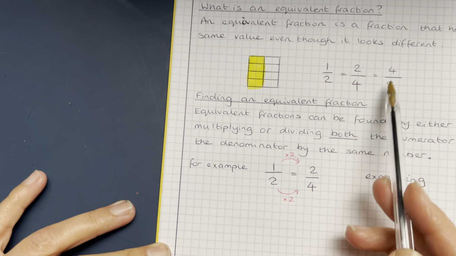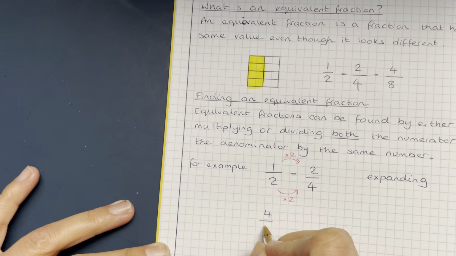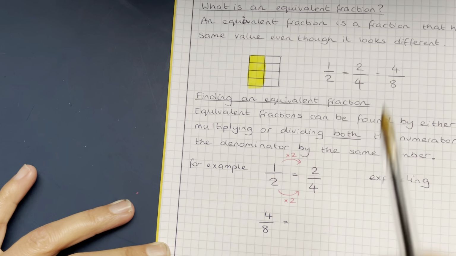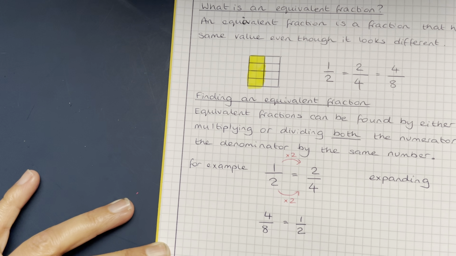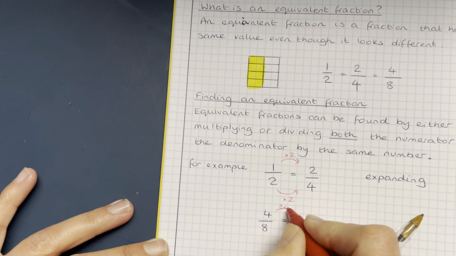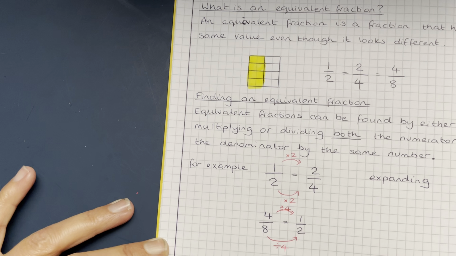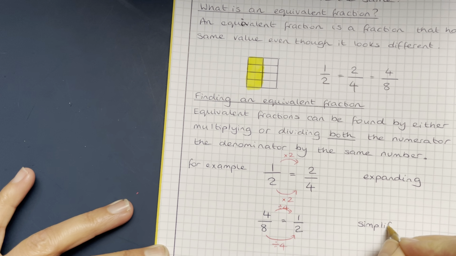Let's have a look at one of the other ones. If I started with 4/8, I could simplify it back to 1/2. So this time I have divided the numerator and the denominator by 4. So I have simplified.